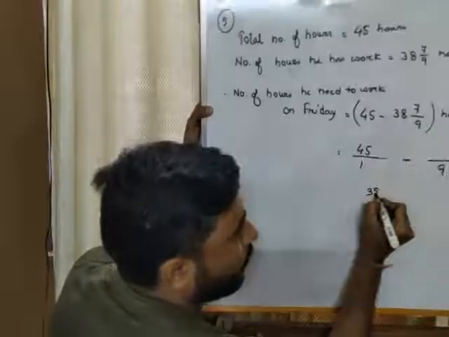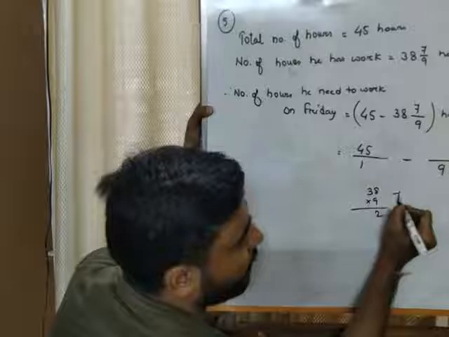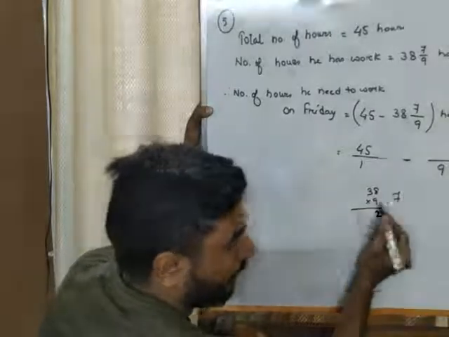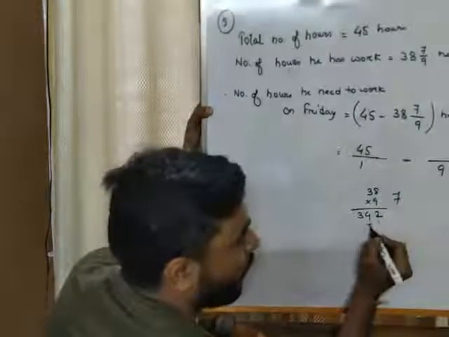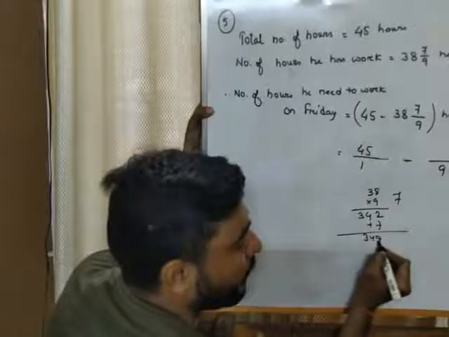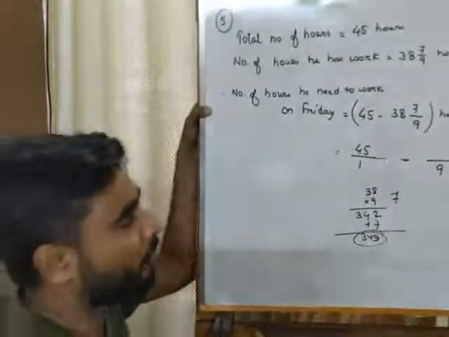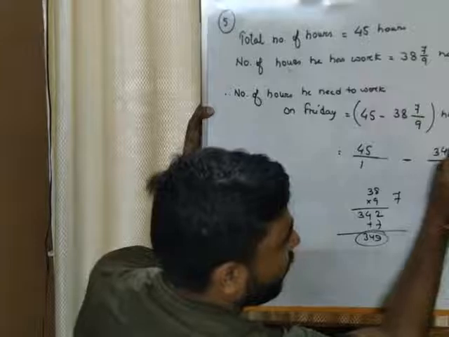So 38 into 9: 9 8 times 72, carry 7. 9 3 times 27, 27 and 7 is 34. Or plus 7. So I will get 349. So the numerator will be 349.